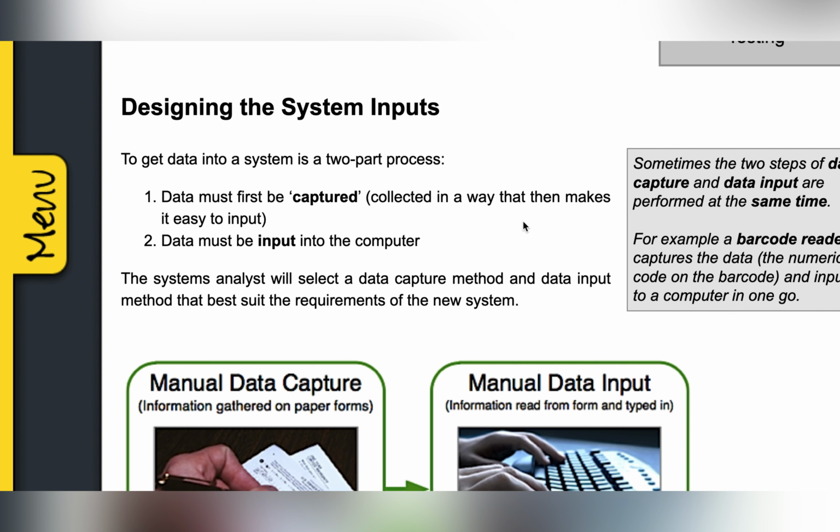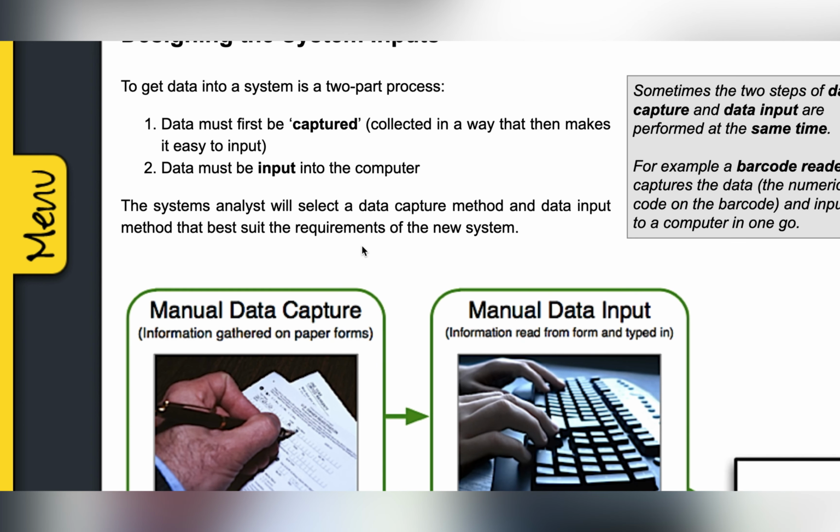So designing the input, getting data into the system, is a two-part process. Data must be captured, meaning it must be collected in a way that makes it easy to be input into the computer or into the system. So data must be captured, and then data must be input into the computer. There are two ways. Either you capture the data, like using a barcode, or you type the data into the computer. There are cases where you just scan it, then you capture it, and it goes into the computer. There are cases where you have to type the data into the system.